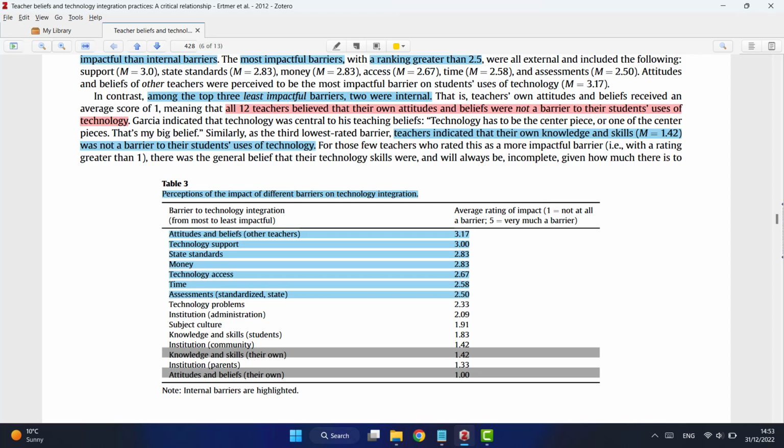It basically tells us that these award-winning teachers believed that their own beliefs, attitudes, knowledge, and skills are the least barriers to the technology integration practices, while external factors such as other teachers' attitudes and beliefs, technology support, state standards, money, technology access, time, and assessment are the most perceived barriers.